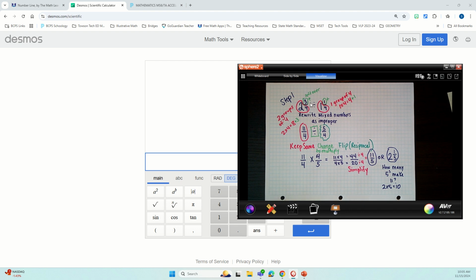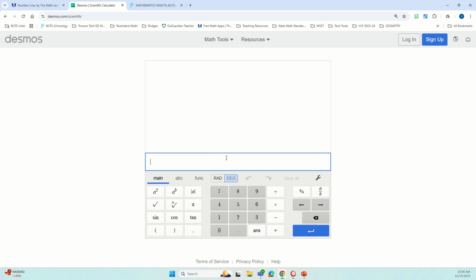All right, so 2 3/4 divided by 1 1/4. Desmos doesn't like mixed numbers. They want fractions. So if they want to use the calculator, they are going to have to know how to turn the mixed numbers into improper fractions. So let's do that. 11/4 divided by 5/4.